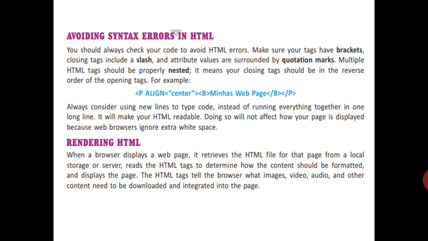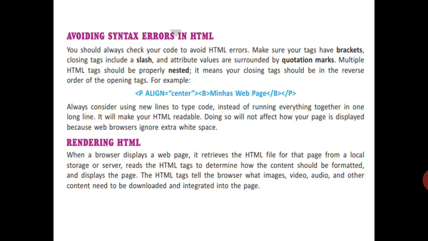Multiple HTML tags should be properly nested. Here in this example, two tags are used, one tag within another tag. For example, P is the tag, and within this P tag we are using the B tag. Without closing this P tag, we have used this B tag. So while closing these tags, firstly we have to close the B tag, then we have to close the P tag. Always consider using new lines to type code instead of running everything together in one long line. Like here in this example, we can write the B tag on the next line, although without closing the P tag.